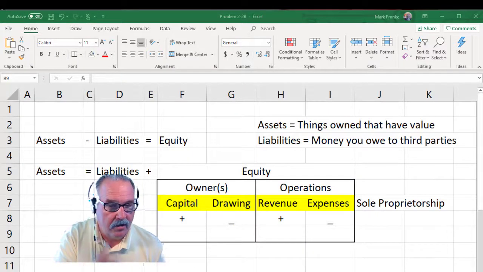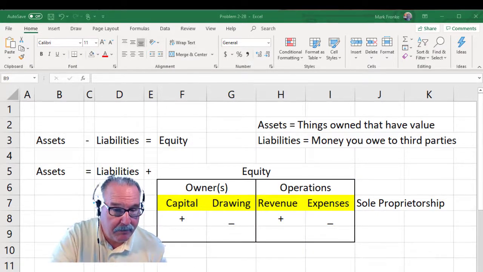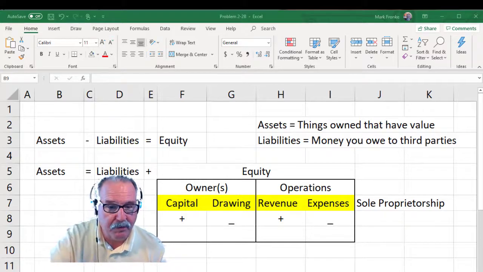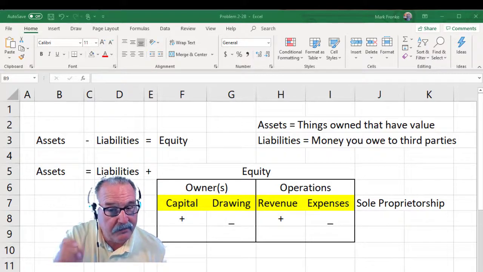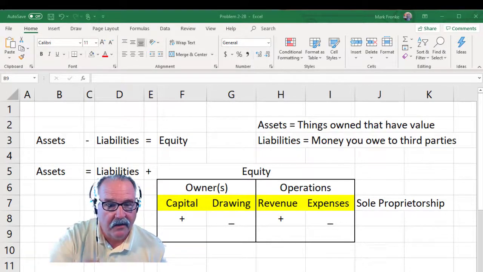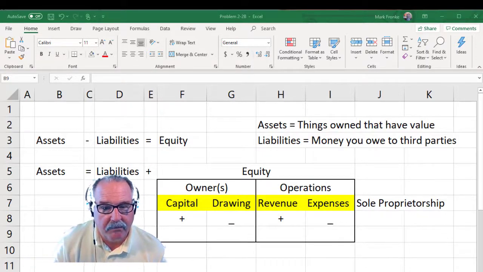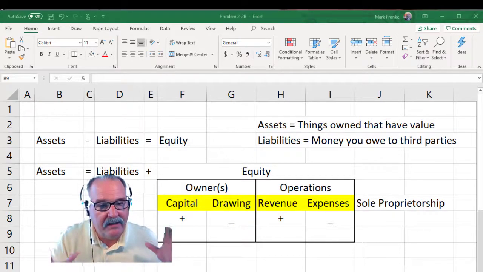So there are 2 things in the owner's equity. Capital goes up when owners put money in, and drawings make equity go down when the owner pulls money out. Revenue, when we perform services, we have to have done the work. That's important. Revenue makes equity go up, and expenses make equity go down. So that's the way this works.